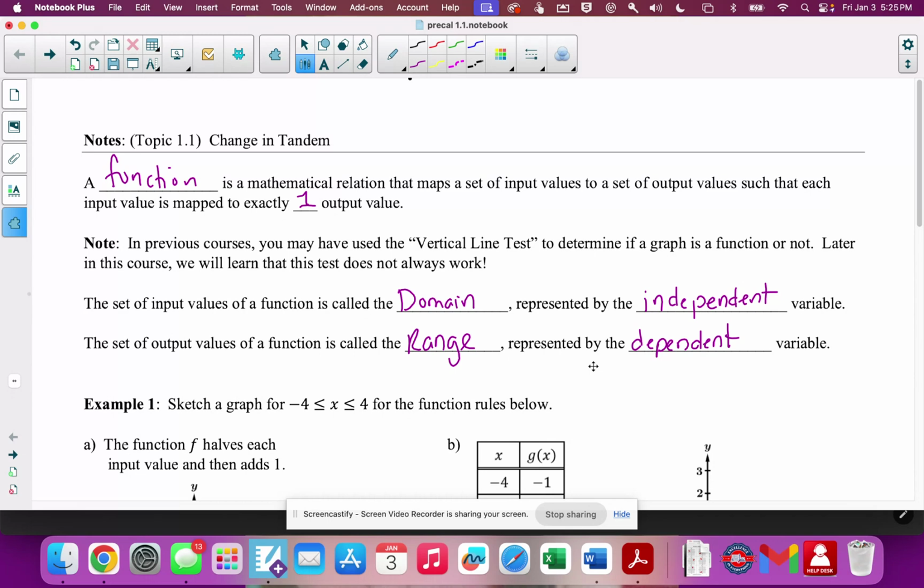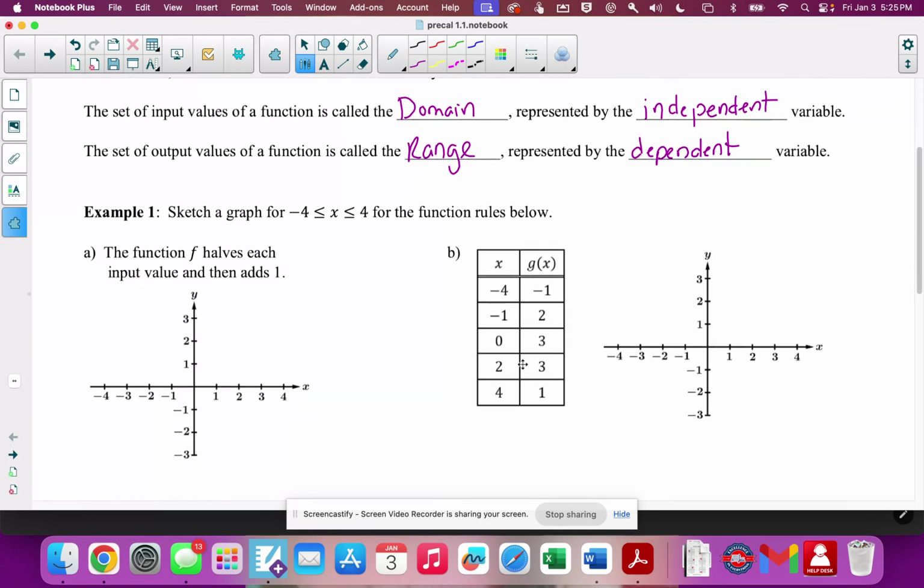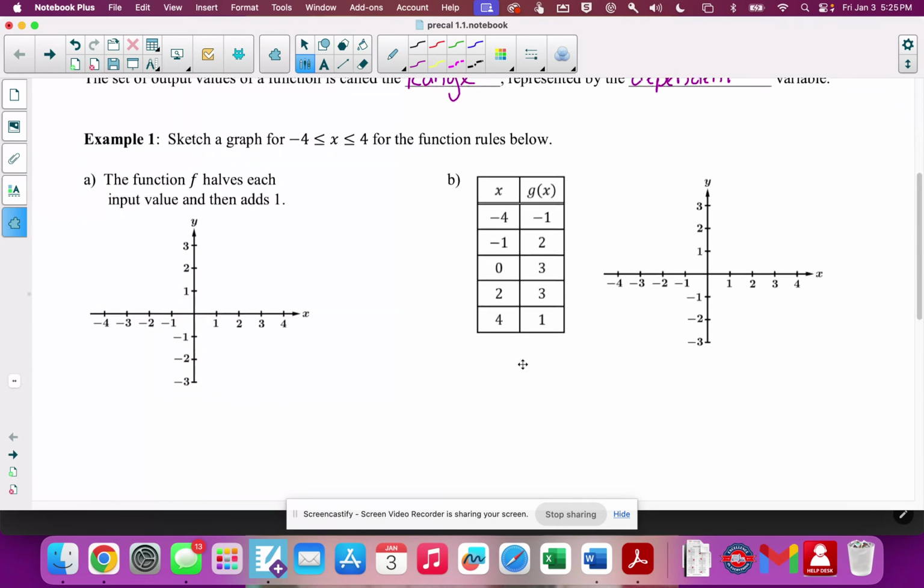There's a lot of language that you're going to learn that you are expected to use when you're taking the AP test, when you're taking my tests, and we'll make sure you go over always how certain things are supposed to be written. So instead of just saying the x variable or the y variable, we are very, very specific, and we say the independent and the dependent. Okay, so go ahead and go over some examples of sketching a function.